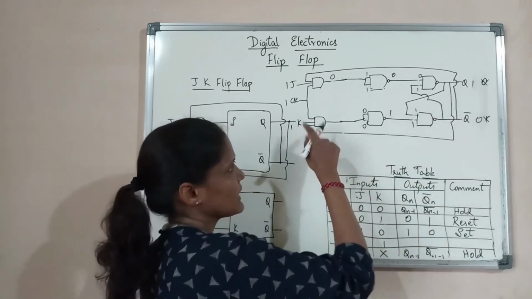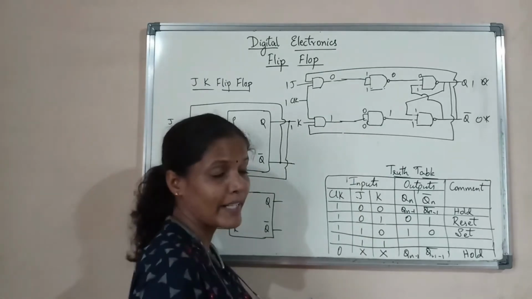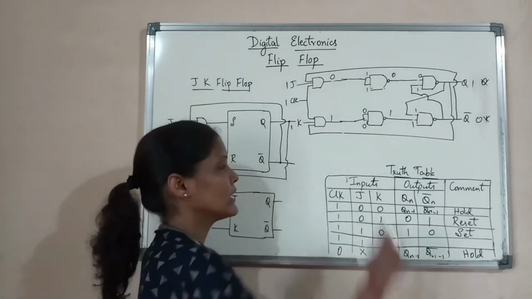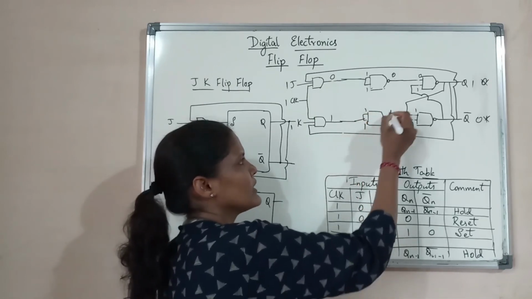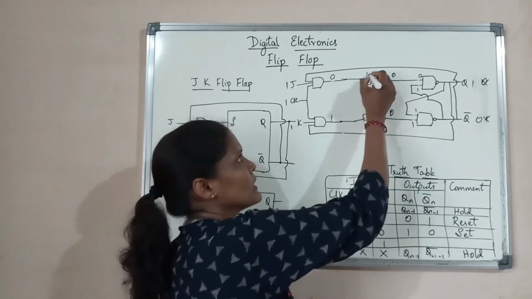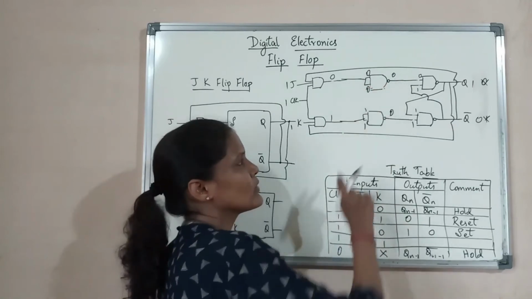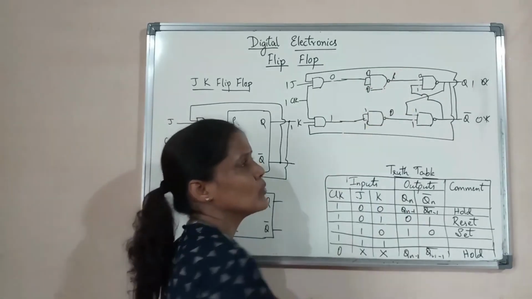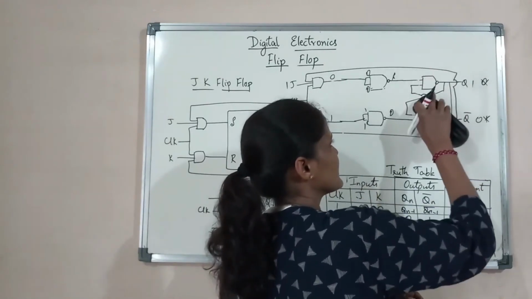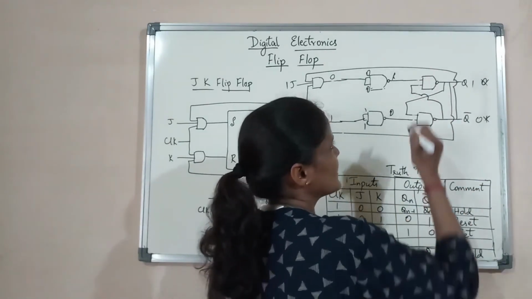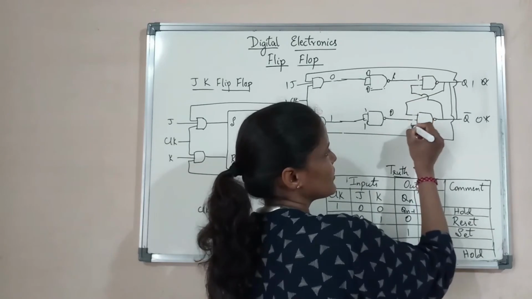What is the Q value? Since it is 1, this AND gate output will be equal to 1. So when 1 1 goes into the other AND gate, the output of this AND gate will be equal to 0. Both the values are equal to 0. The output became 1. So that 1 will be appearing here. Let me erase this. That 1 will be appearing here. This 0 will be appearing here.